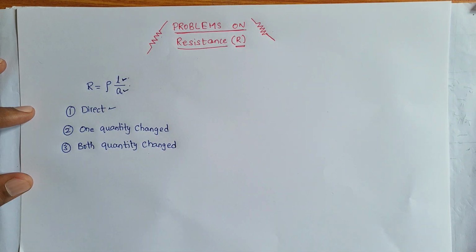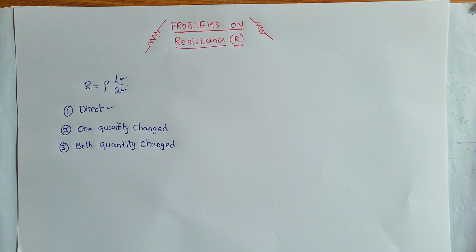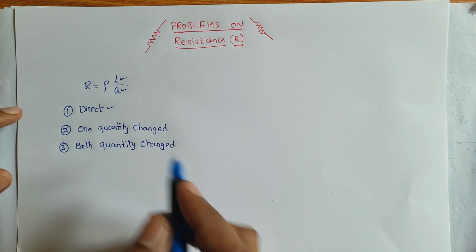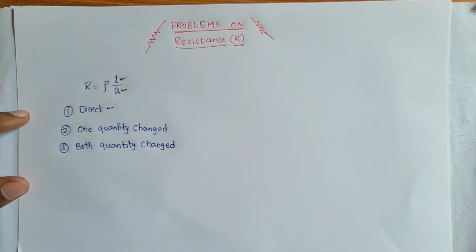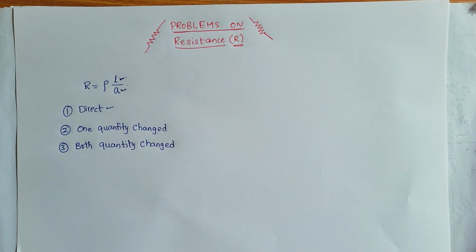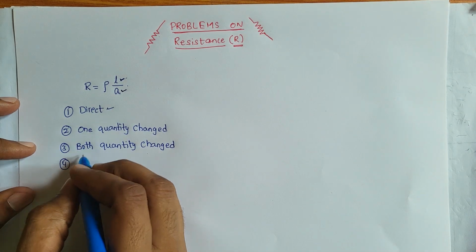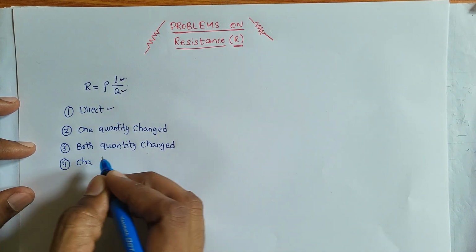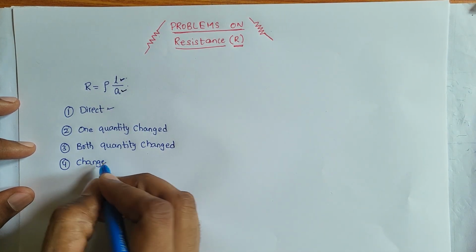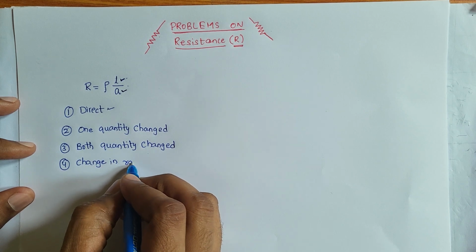Okay. Next, third type of asking questions is changing the area. Means they will not change area to 2 times or 3 times, like that they will not change. They will change the radius. So the radius is changed to 2 times, then what will be the change in the resistance? Change in radius.